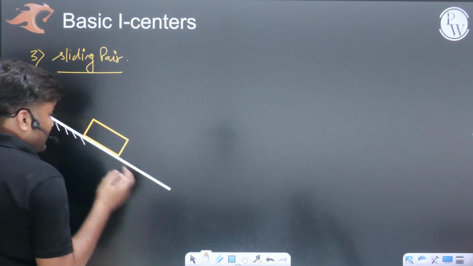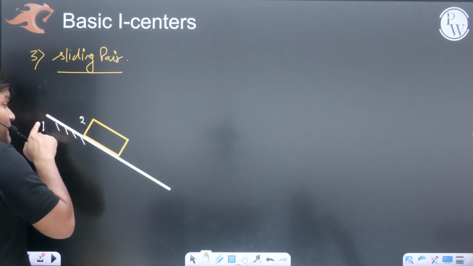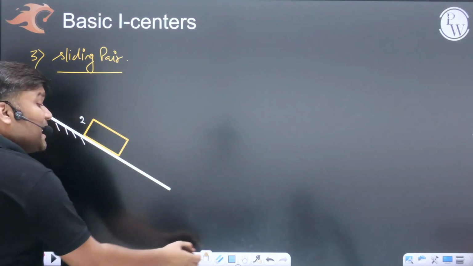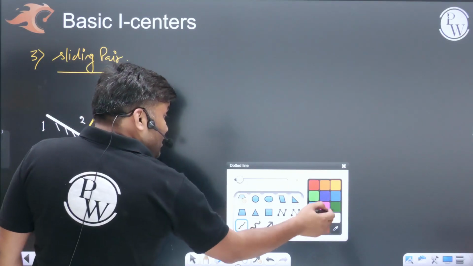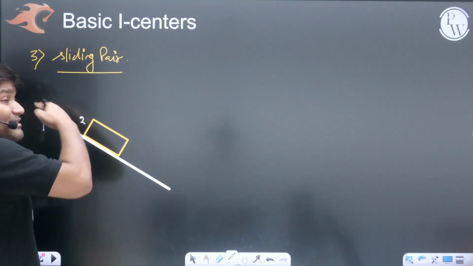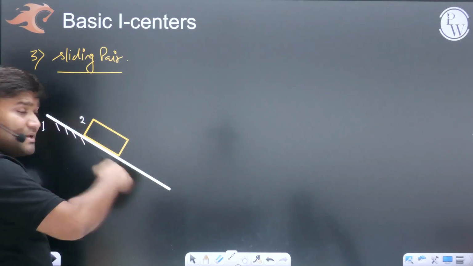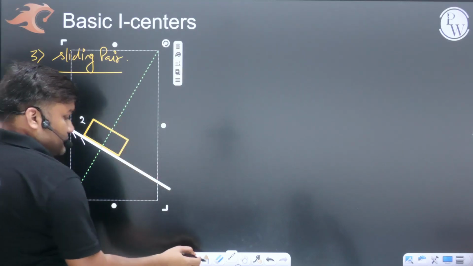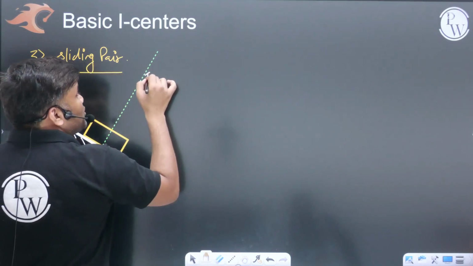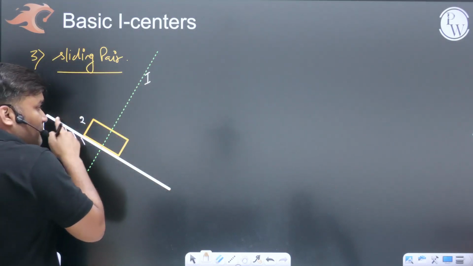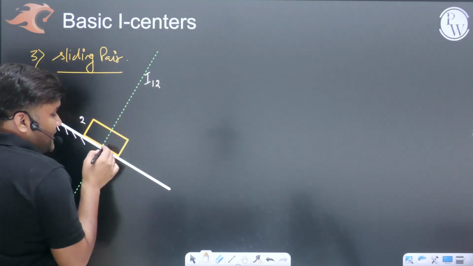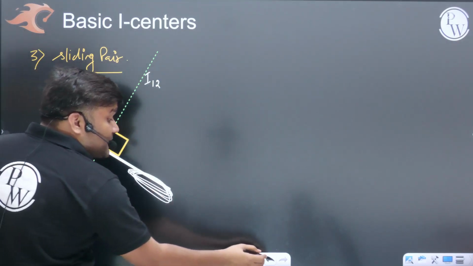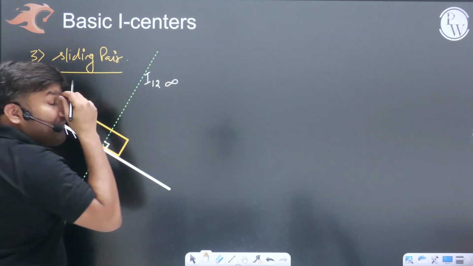This is my link number one and this is link number two. Between body one and body two, for whatever relative motion you are having, I can define one I center. That I center is on a line perpendicular to the surface where sliding is happening. So draw a perpendicular line to the line where sliding is happening, and on this line, at infinite distance, you are going to have your I center. So I-1-2 will be on this perpendicular line.